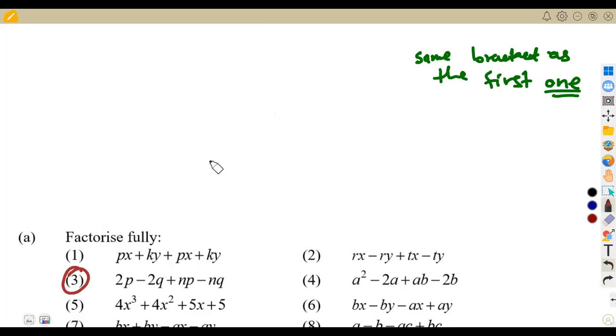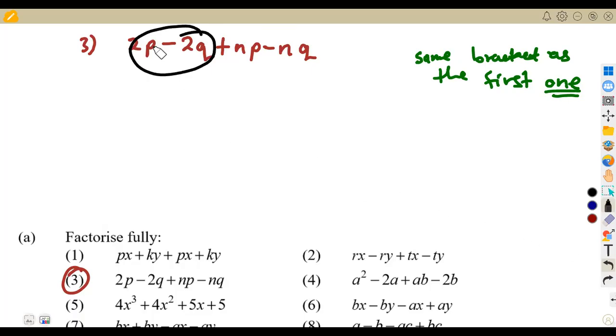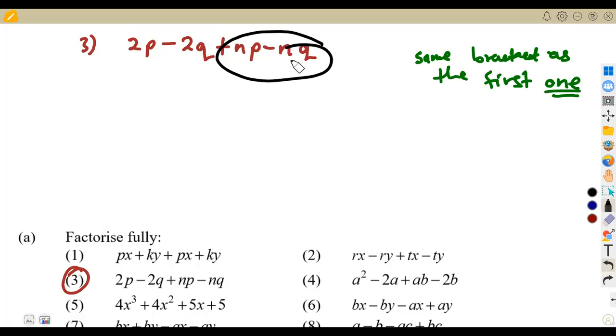So let us see what we have on question number 3, where we are given 2p minus 2q plus np minus nq, like this, all right? So let's consider the first two terms. Do we have anything common between these two terms? We've got 2, which is common, right? Which is fine. What about these two terms? We've got n, which is common. So we can just factorize directly by having these two brackets like this, right?